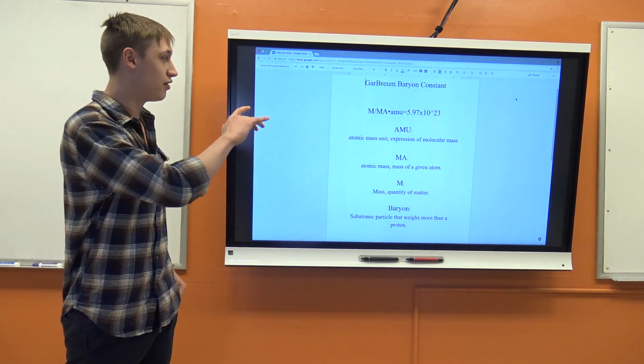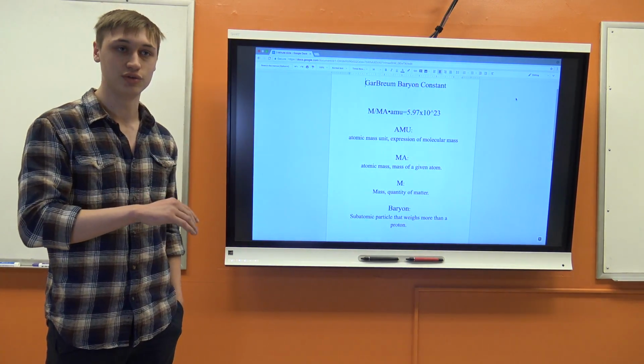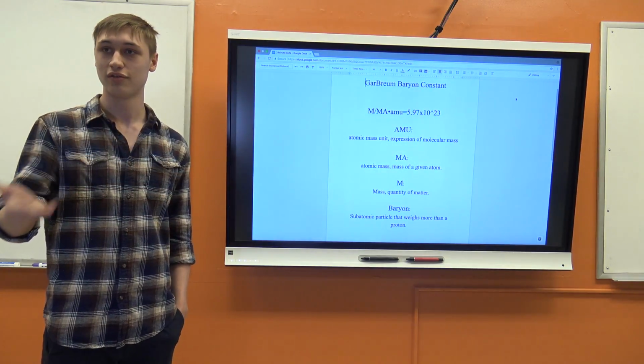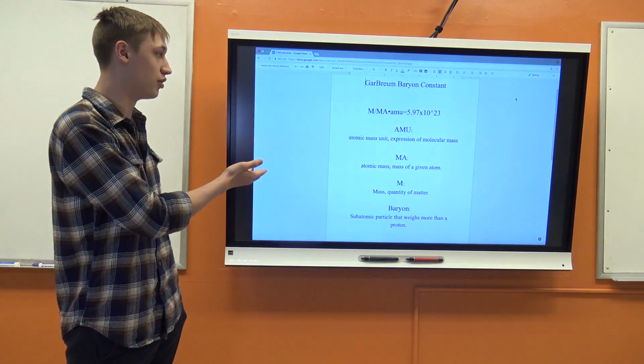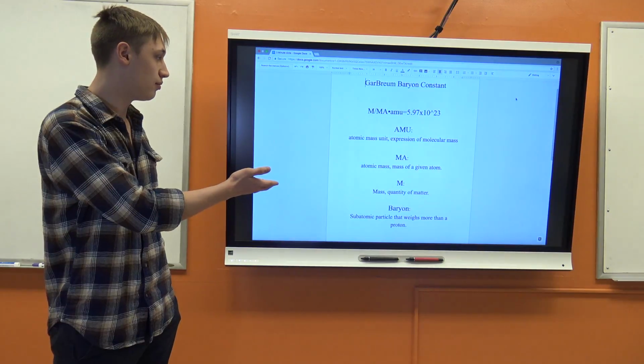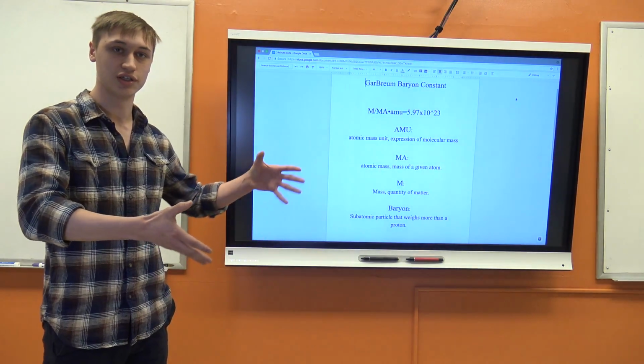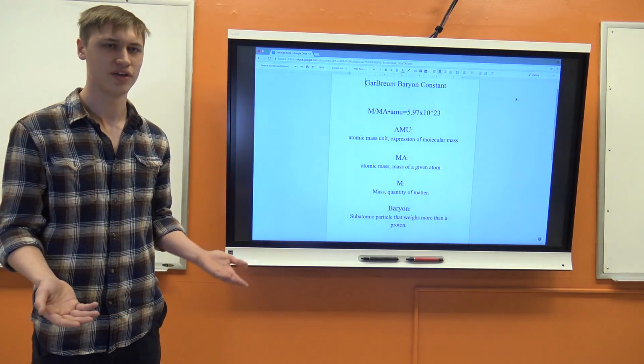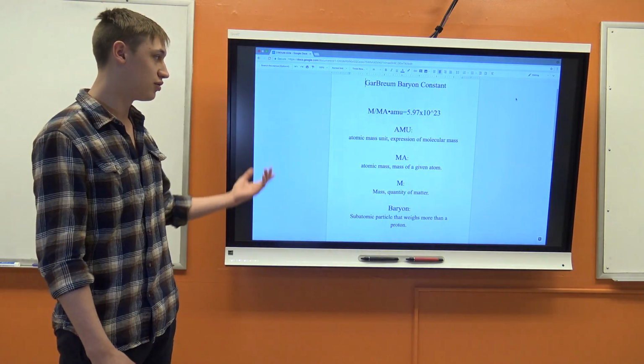But if you then divide it or times it by AMUs, you get a common value, because of the structure of AMUs, the atomic mass of those things will equal a common value, basically, which is really interesting.